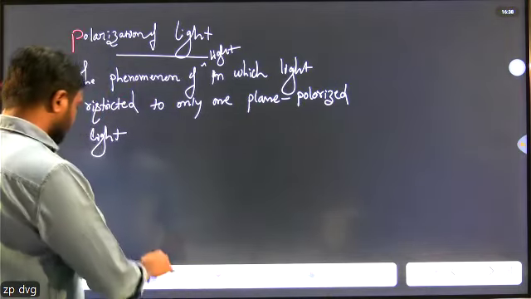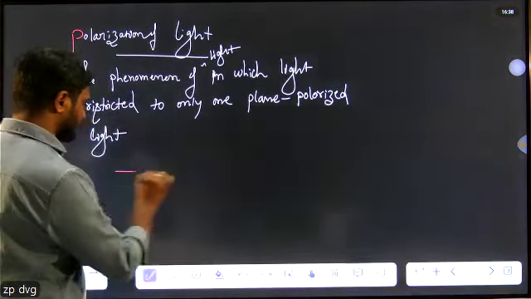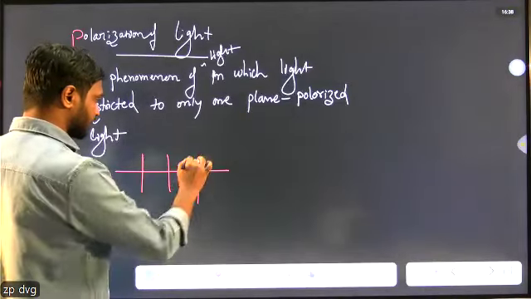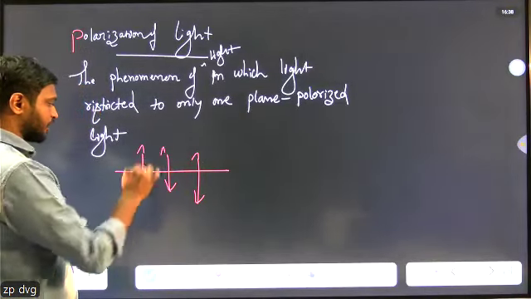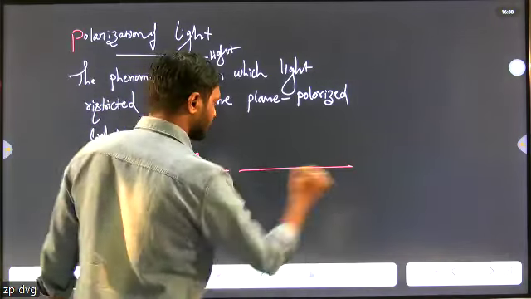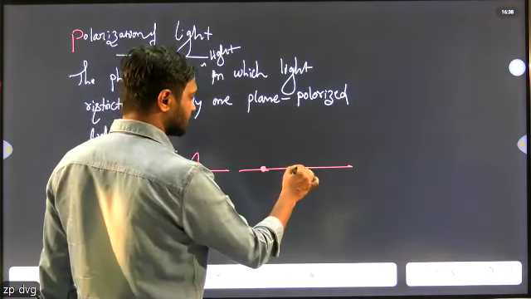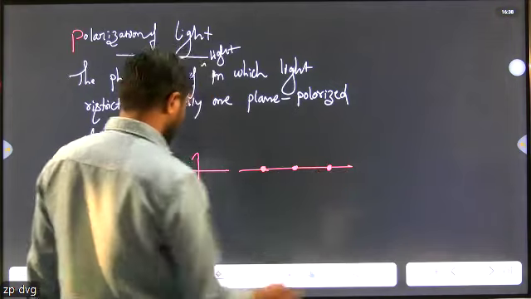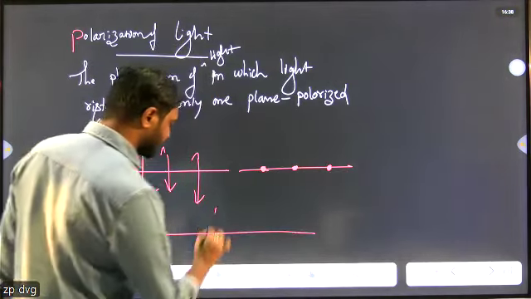How to represent plane polarized light? See, first one, this is the representation of plane polarized light, or we can represent it with a dot. Or what is a partially polarized light?